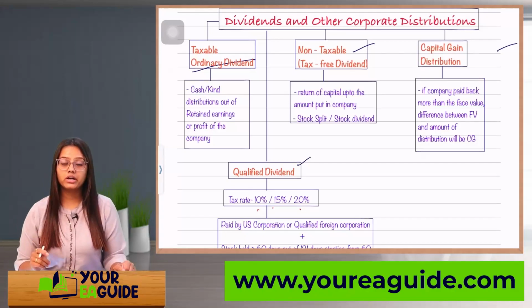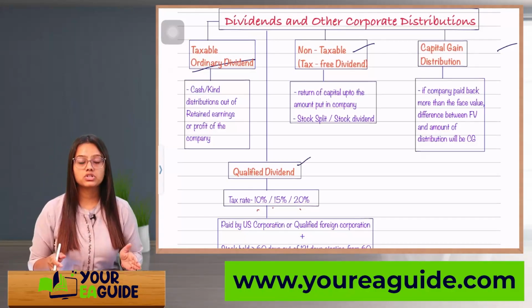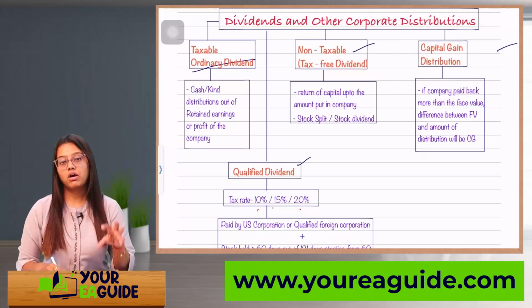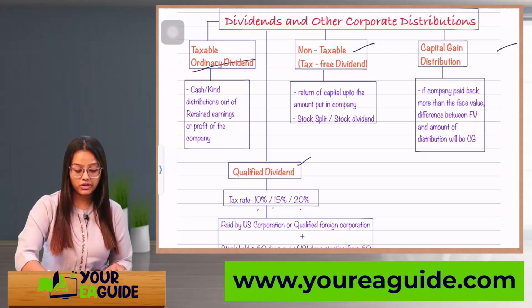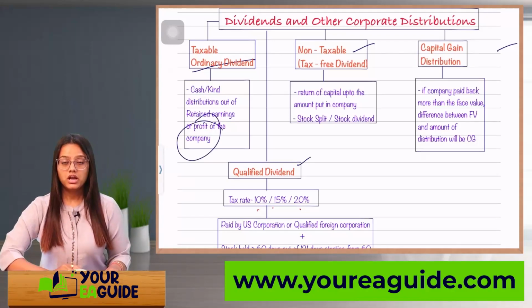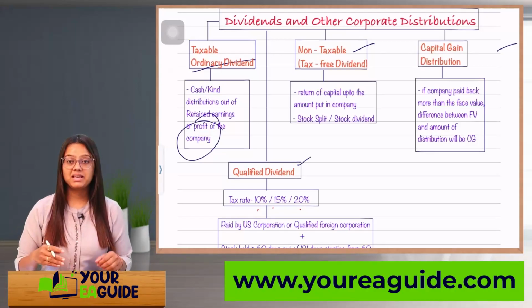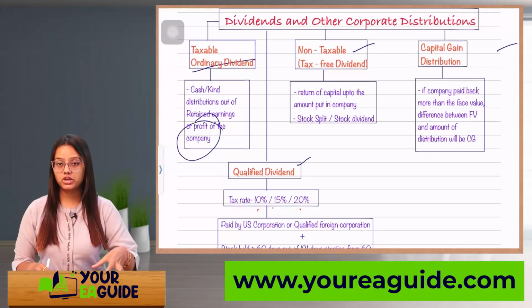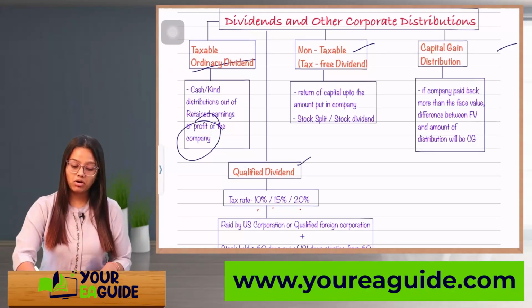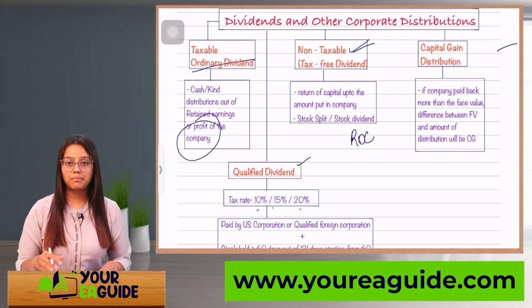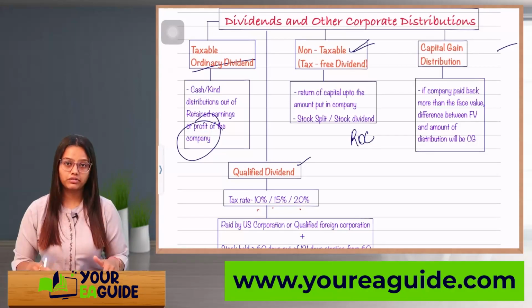What do you mean by ordinary dividend? Just a normal dividend distribution in the form of cash or in kind. So it's a normal ordinary dividend distributed from the company's profit. If the company doesn't have enough profit, then up to your basis, meaning how much you have invested in the corporation, up to that much amount will be called a non-taxable return on capital. Return on capital, or you receive a stock split or stock dividend.